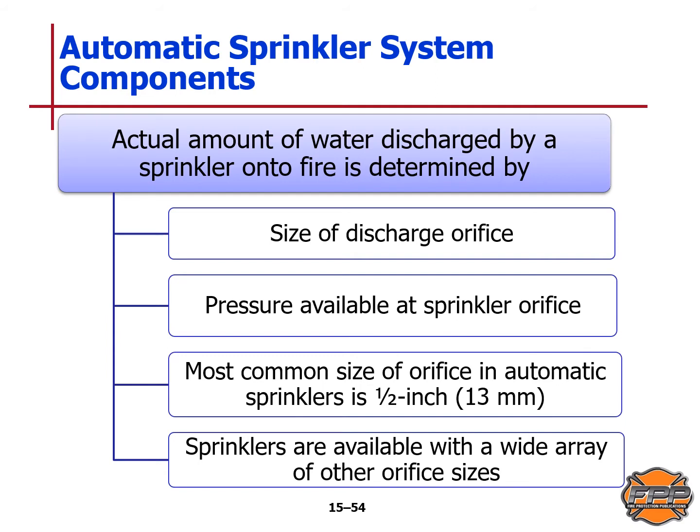The actual amount of water discharged by a sprinkler onto a fire is determined by the size of the discharge orifice and the pressure available at the sprinkler orifice. The most common size of an orifice in an automatic sprinkler is 1/2 inch or 13 millimeters. Sprinklers are available with a wide array of other orifice sizes.